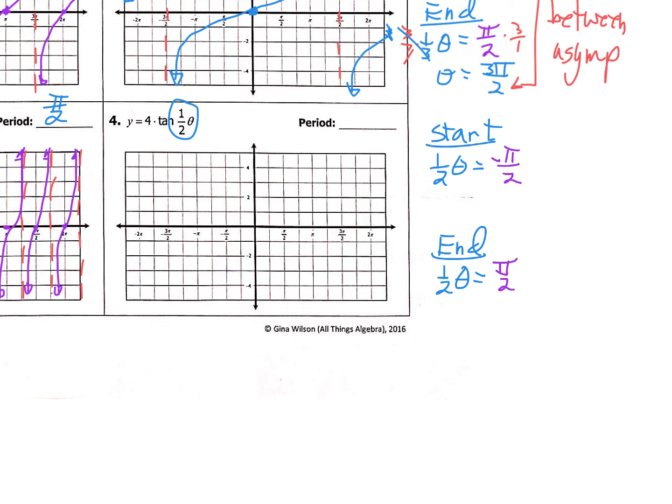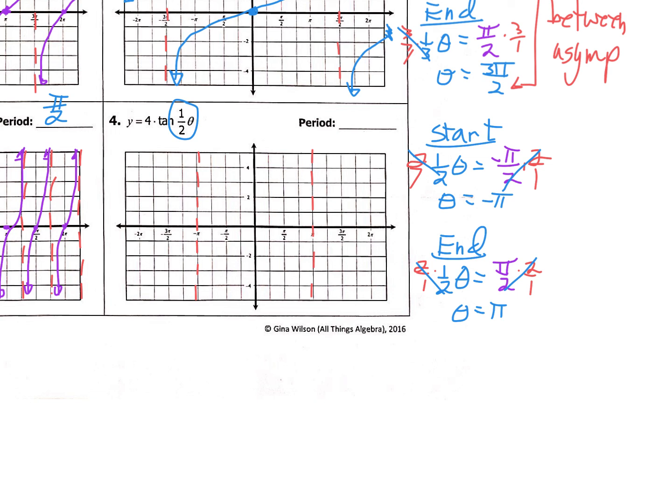And then we're going to solve for theta. To solve for theta, we want to multiply by the reciprocal, which is 2/1, to both sides on both equations. Theta is equal to negative pi. So the 2's cancel on both sides, so the 2's cancel here and here, and then theta is equal to positive pi. I really like it when my asymptotes are far apart because then I have fewer things to graph. So I'm going to graph the left asymptote here at negative pi and the right at positive pi.